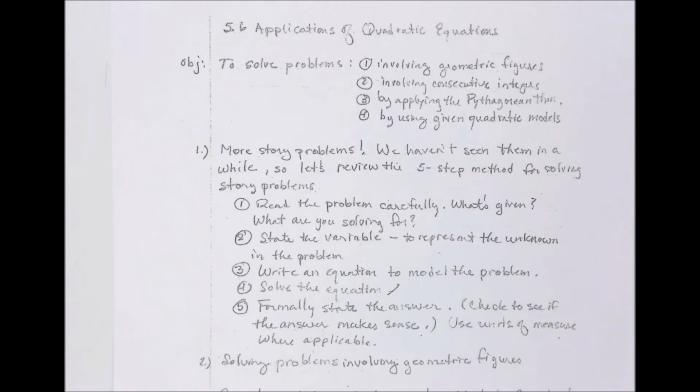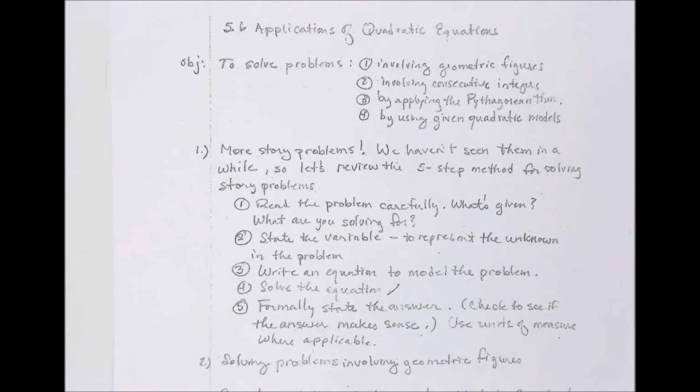And the 5-step method that I've emphasized since chapter 2, I've written down again. Read the problem carefully. Make sure you know what's given, make sure you know what you're looking for. Then state the variable. What I mean by state the variable, again, somewhere there's an unknown. Maybe you're going to call it x, maybe you're going to call it t, but you tell me what x is equal to. X equals Tim's age, t equals the amount of time, whatever the case may be.